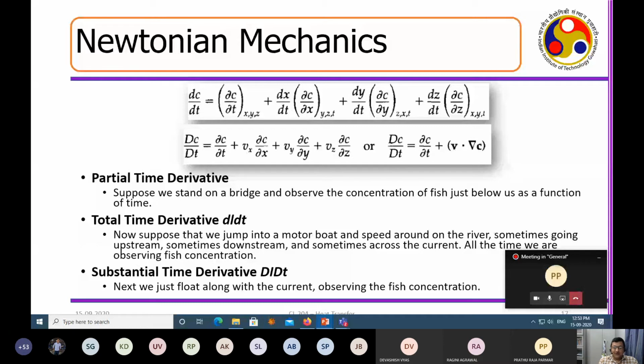Okay, so d dt is called the total time derivative. Capital D by dt is called the substantial time derivative, and this is the onset of the Eulerian framework, or the Newtonian framework, on which all the analysis is done.